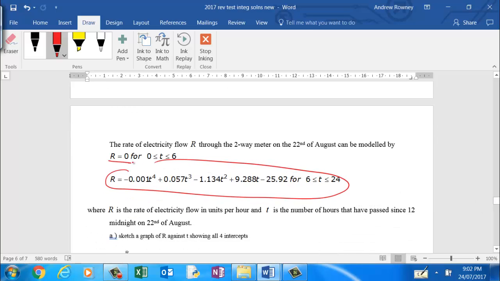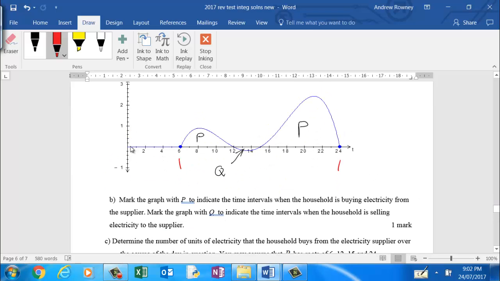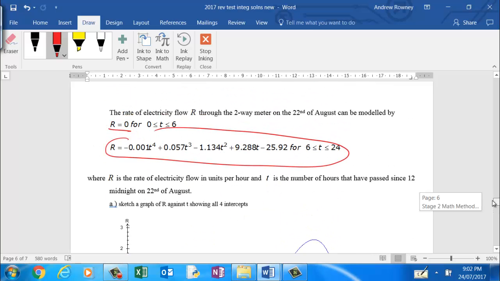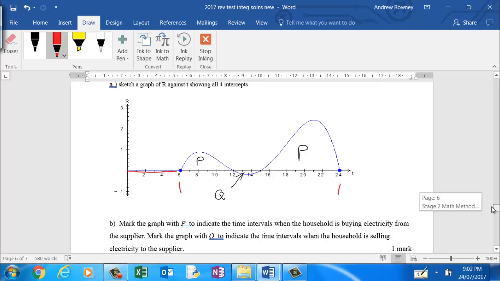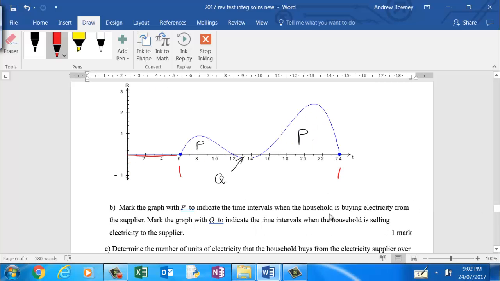Now up to 6 it's 0, so it's along like this, and then it starts coming in. Now that's the time after midnight. First question, mark the graph with P to indicate the time when the household is buying electricity. So the rate of flow is positive, so that's coming into the house, so we're buying electricity then when it's positive, and we're buying electricity from the 15th hour to the 24th hour in that region there. In between the 12th hour and the 15th hour, the flow is going out of the house, so we're actually selling it back to the company.